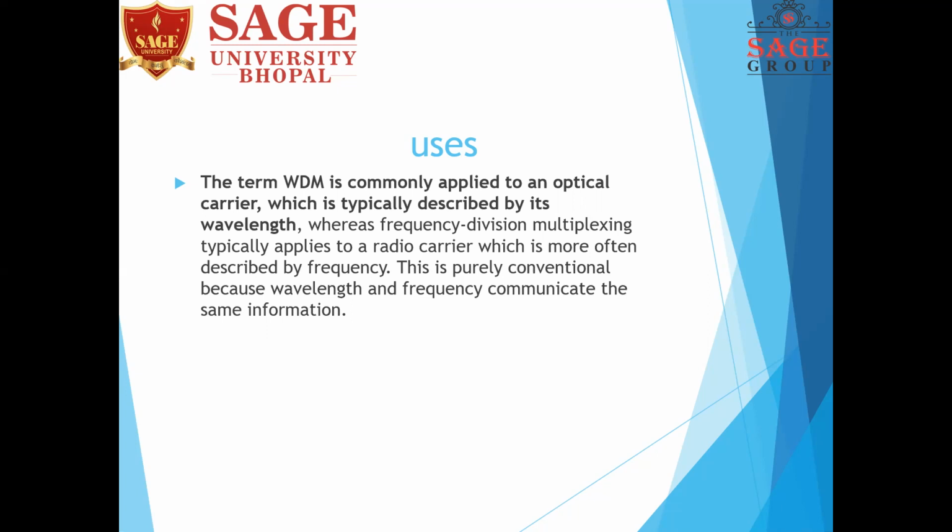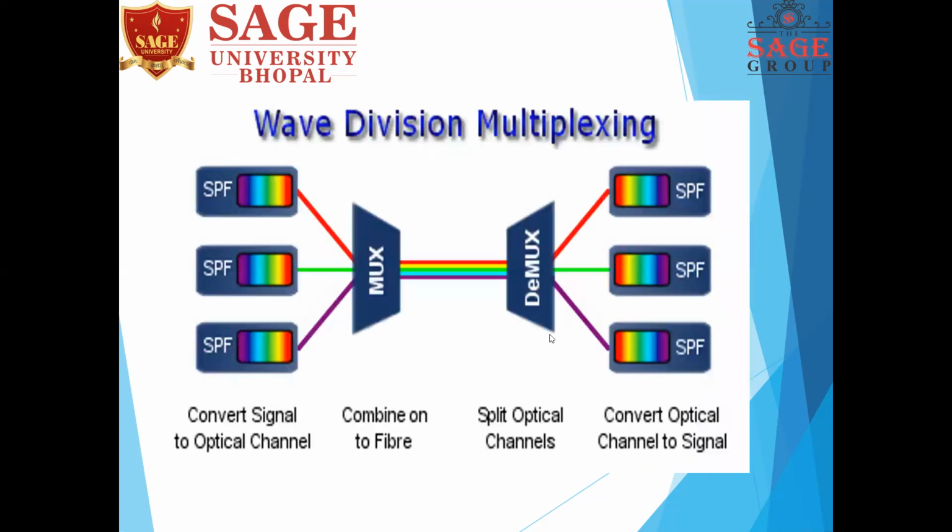If you talk about the block diagram of WDM, wavelength division multiplexing has many inputs and one output, and at the other end one input and many outputs. Convert the signal to an optical channel, and after that combine all on the fiber, then split the optical channels and convert the optical channel back to a signal. This is the process followed in WDM.